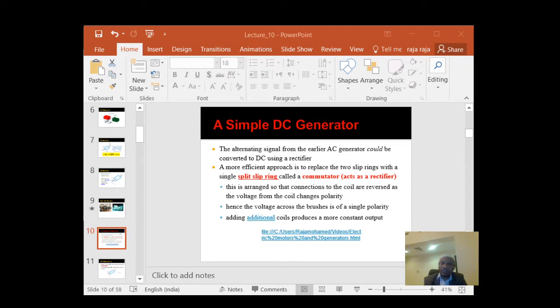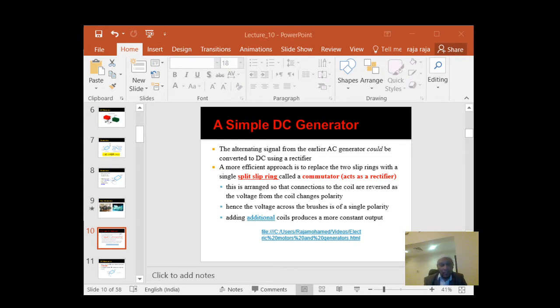This is arranged so that the connections to the coil are reversed as the voltage from the coil changes polarity. So this is the major device. It does not allow the voltage to reverse as the coil voltage changes polarity, and hence the voltage across the brushes is of a single polarity. So there is no negative polarity, only a single polarity. Adding additional coils produces a more constant output. This is the basic of the simple DC generator.